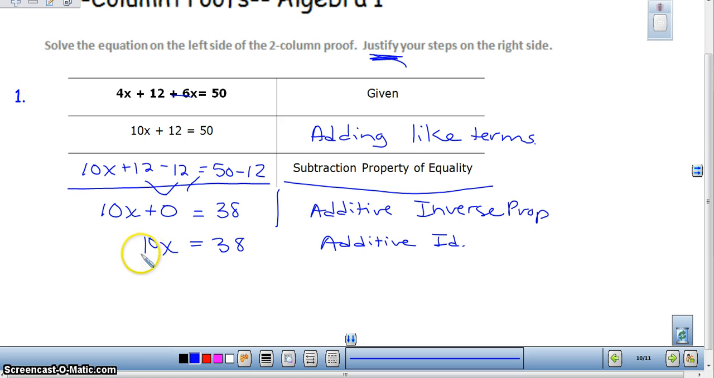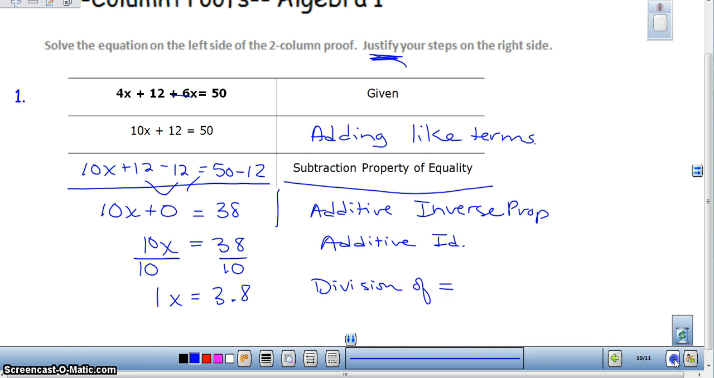Next step, multiplying 10 times x. In order to solve that, we are then going to divide on both sides by 10, so that we'd end up with 1x equals 3.8. The reason we can do that is the division property of equality.